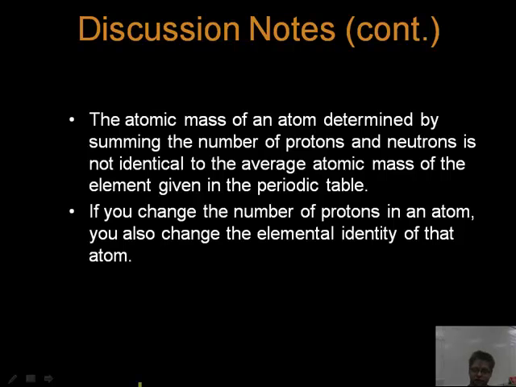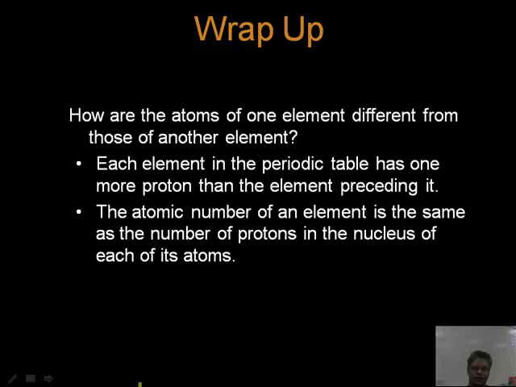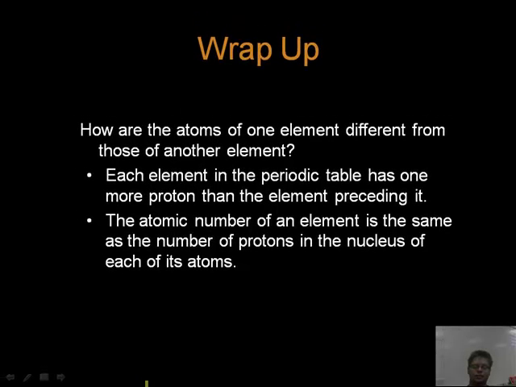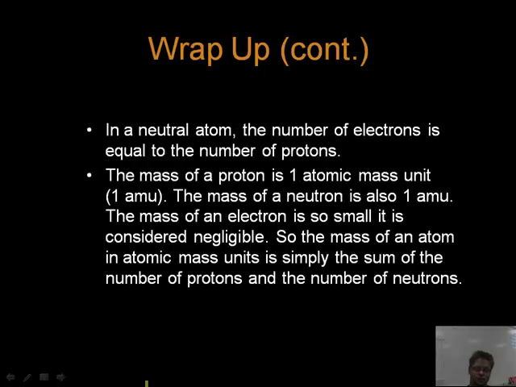It's not identical to the average atomic mass of the element given in the periodic table. If you change the number of protons in an atom, you also change the elemental identity of that atom. So each element has one more proton than the element preceding it. The atomic number of an element is the same as the number of protons. And if it's neutral, it's the same as the number of electrons as well.